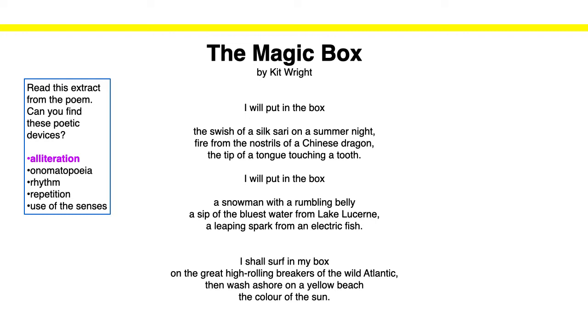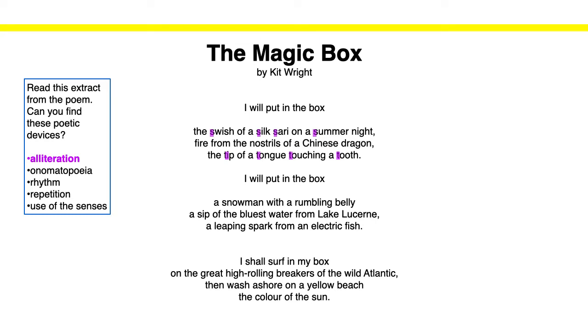Okay, you should have noticed straight away, maybe you even heard it when I read it out to you, the swish of a silk sari on a summer night. They all begin with S. And also, the tip of a tongue touching a tooth. All of those words start with a T sound. That's a really good example of alliteration.